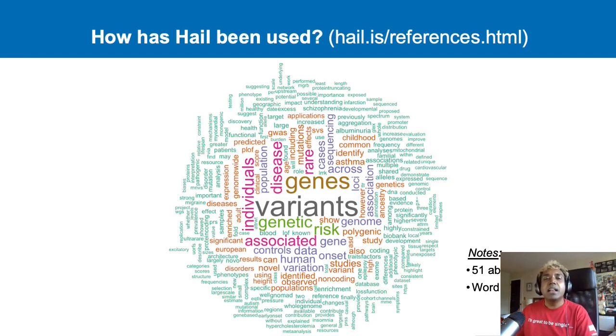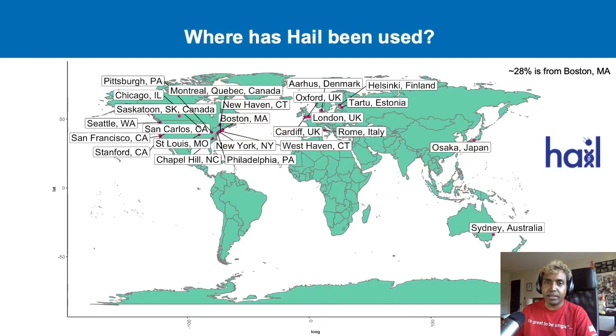As we can see here, the larger the words, the more they have been used, such as genes, variants, genetics, associations, disease, rare, which I really believe is possibly because of a lot of gnomAD, which Hail has empowered, and multiple other keywords here which encompass a lot of things that are genetics related, which is where Hail is strong and most frequently used. So where has Hail been used?